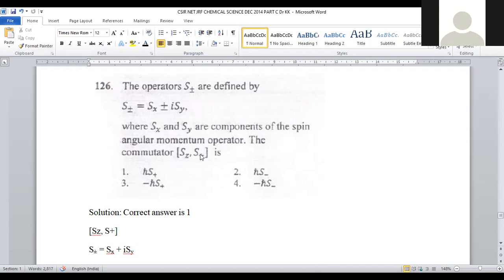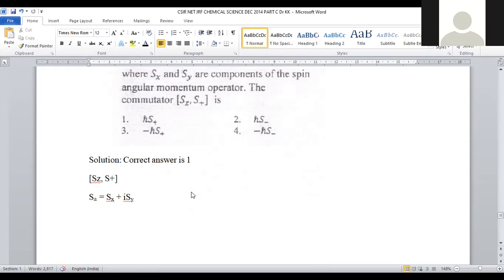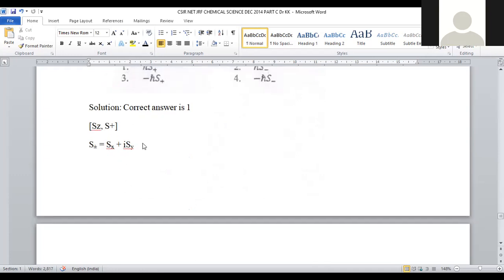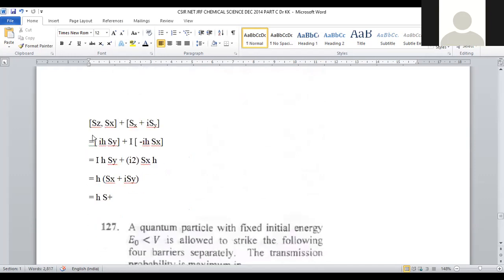The commutator of Sz and S plus is to be predicted. For that purpose, the relation given here, S plus or minus is equal to Sx plus i Sy, is the given parameter in the problem. So Sz comma Sx plus i Sy. We can take the sum of these two. Then it can be extended as i h cut Sy plus i into minus i h cut Sx can be taken. If we cancel, so what happens? i h cut Sy plus i squared Sx h cut can be taken.